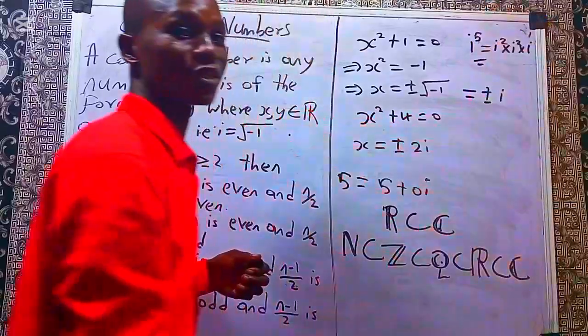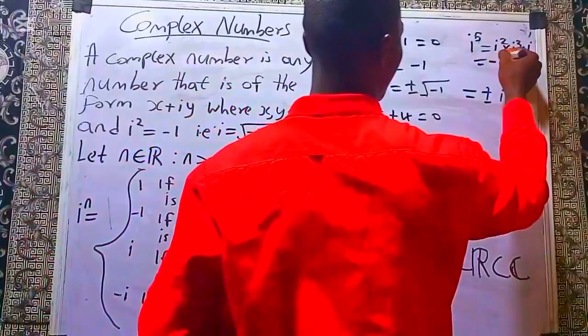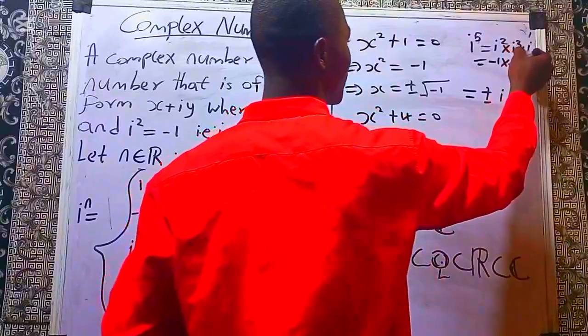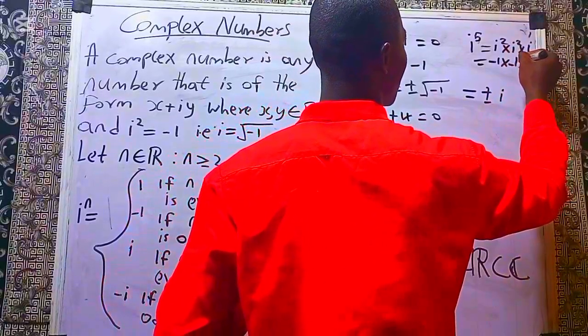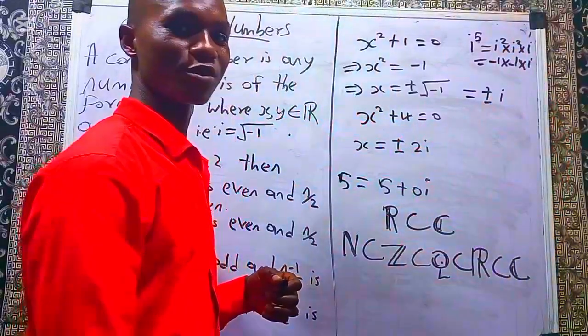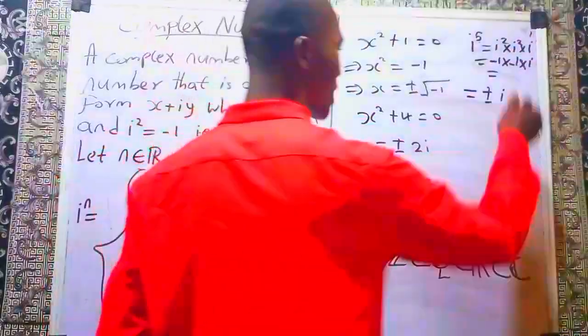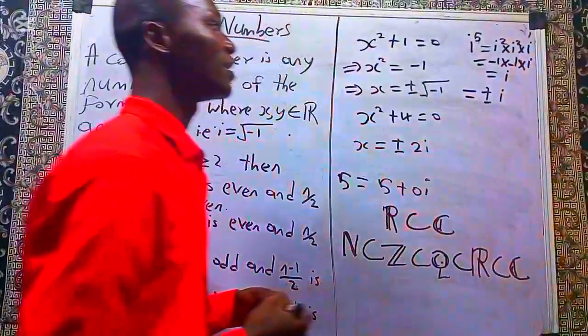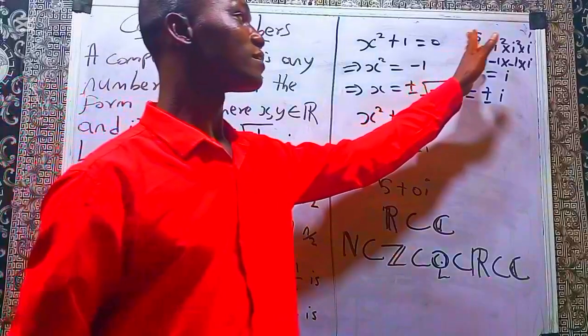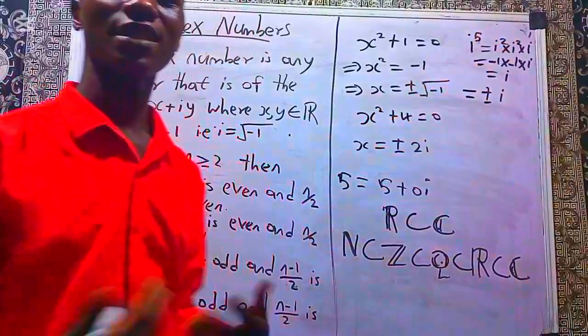But i raised to power 2, they told you, is minus 1, right? That's minus 1 times i raised to power 2, minus 1 times what? i. Minus 1 times minus 1 will give you what? Positive 1. Then positive 1 times i is what? i. So simply this is i. And this was easy because the index here is not large.